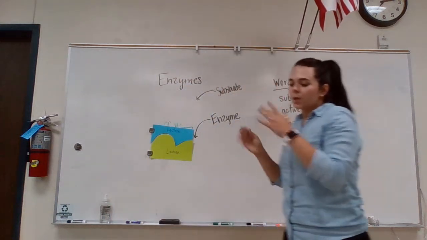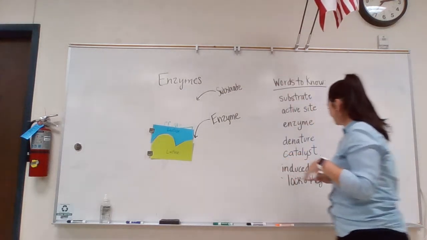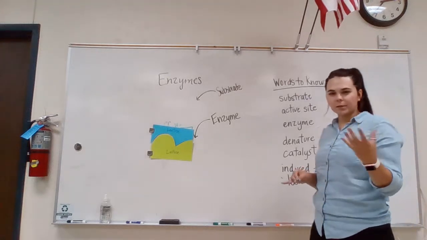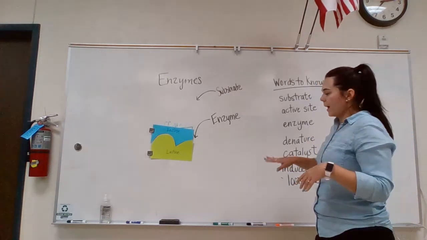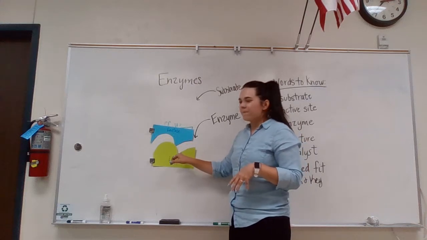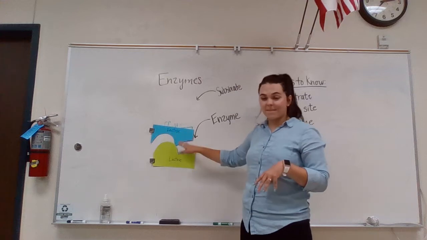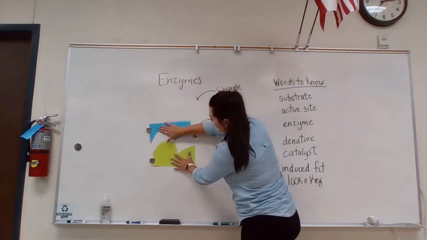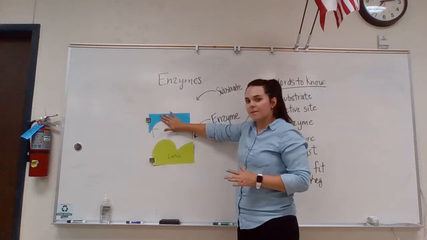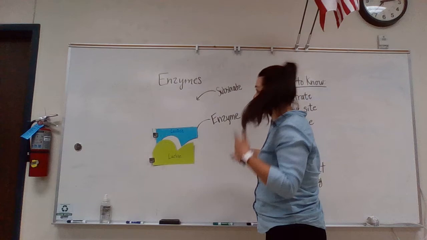All right, something else we have is induced fit theory. With induced fit, I'm just going to mention it a little bit. What happens is if we have an enzyme that has kind of a funky little shape on it where our substrate doesn't fit, then this active site right here is going to change its shape so that our substrate can fit in perfectly, like a key and a lock.